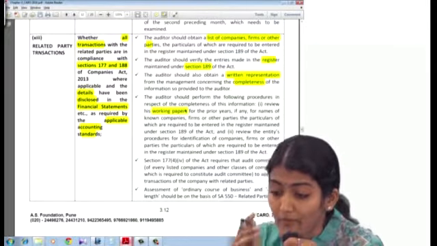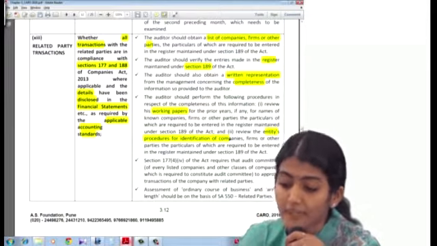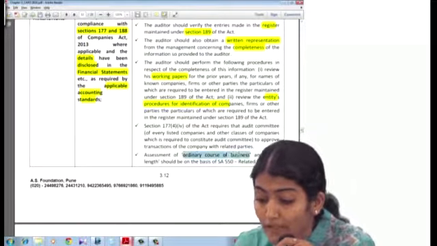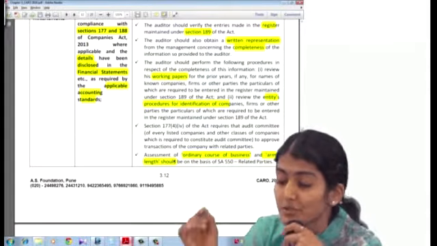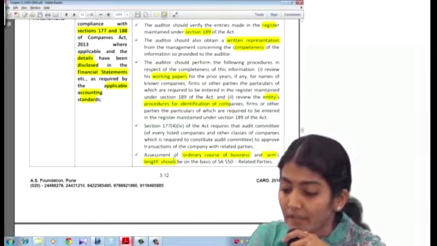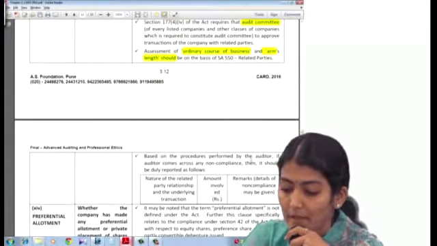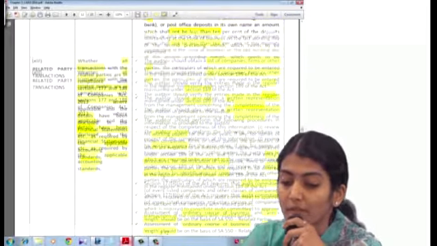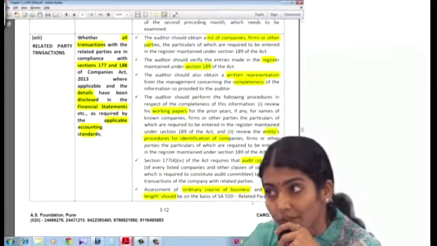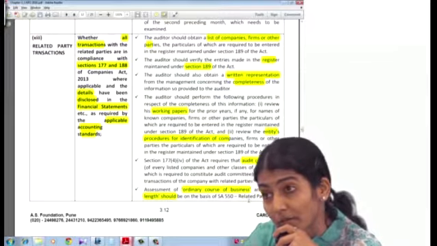Review the working papers of the prior years. Review the entities' procedures for identification of company, firms or parties. Then assessment of ordinary course of business and arm's length should be done in accordance with SA 550. Then also audit committee approval required for certain transactions with related parties. And based on that, you will do the reporting as follows. And so all the audit procedures which we talk of in SA 550, same are going to be applied here.